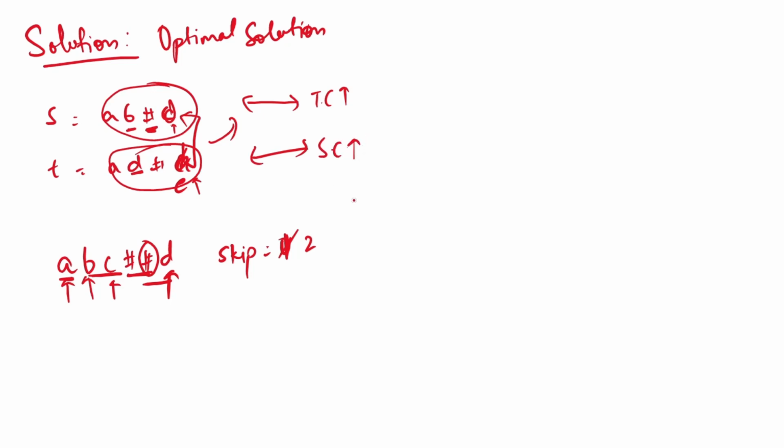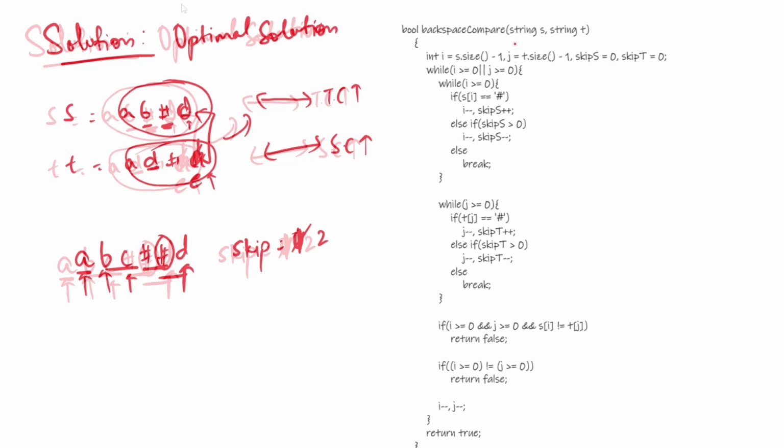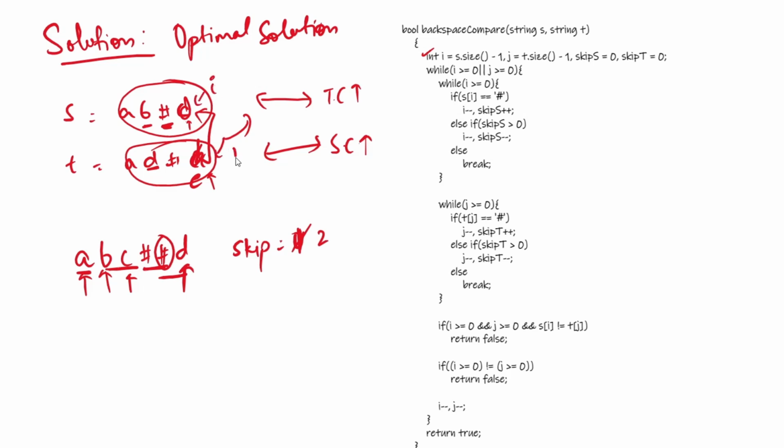So let's see the code to understand it more clearly. What we are doing is we initialize our variables to the last of the strings. I am initializing i to this and j to this. Let me clear it first.